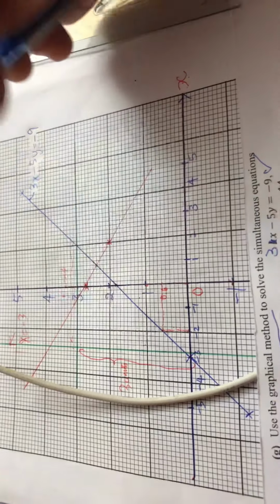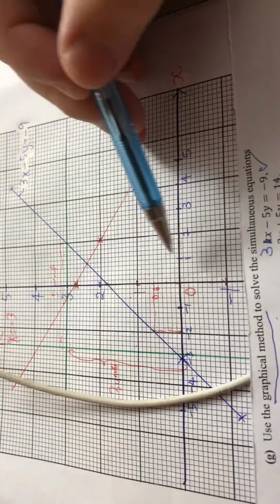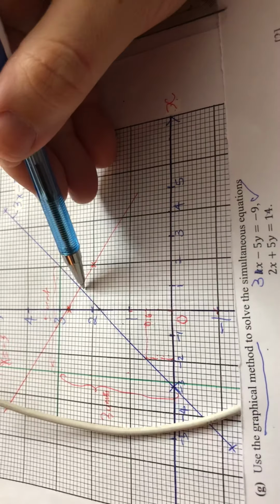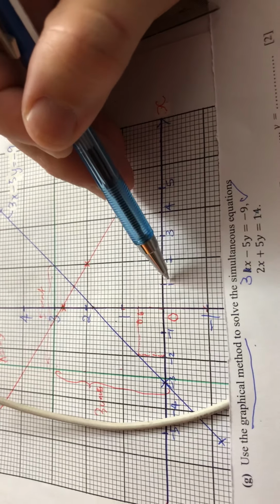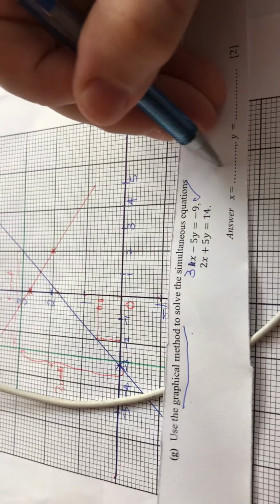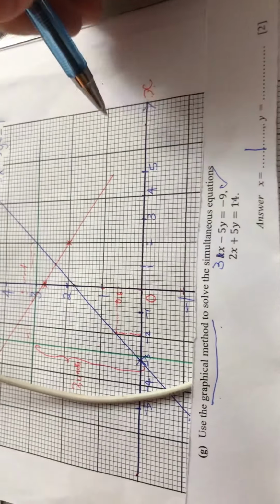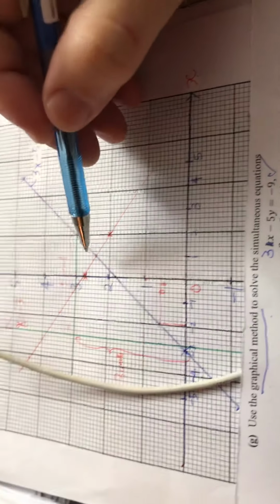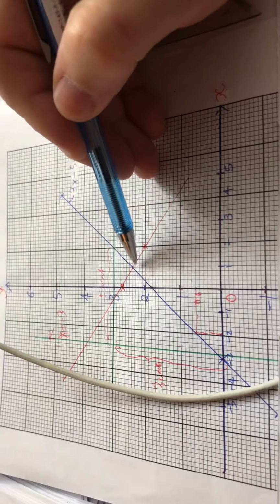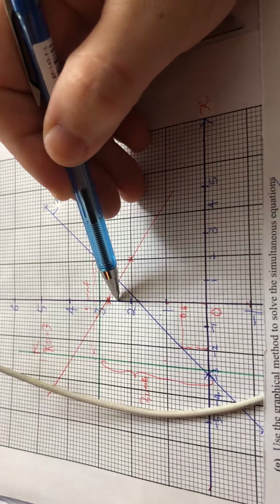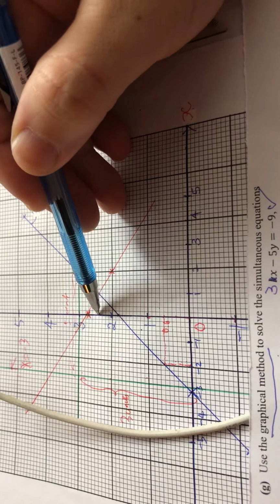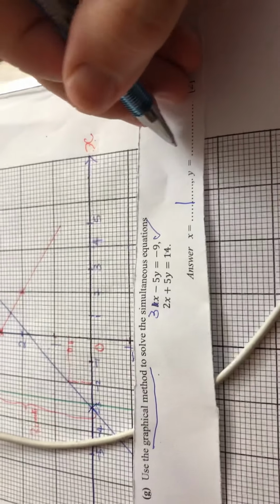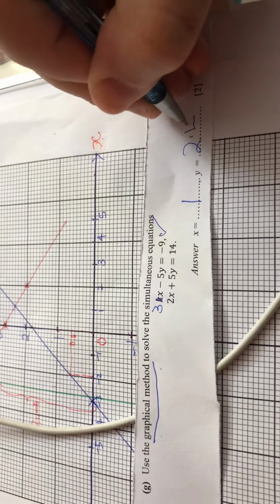Okay? The answer is simply the point where this line cuts this line. Okay? This is the point, right? So this x value, 1. That'll be your answer for x. And to find the y value, you see the y-axis? We draw dotted line here. It's 2.4. Alright? So that will be your answer. That's all for graphical method.